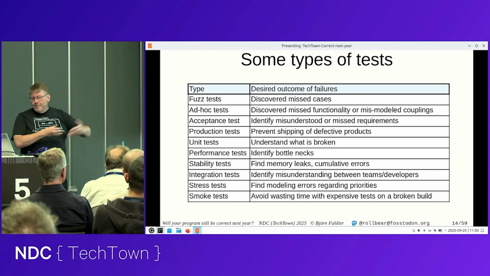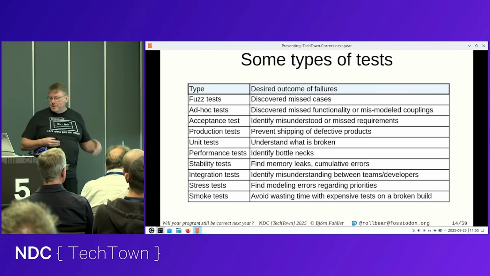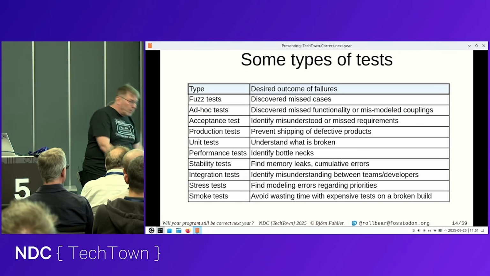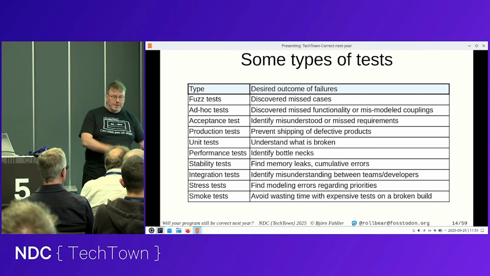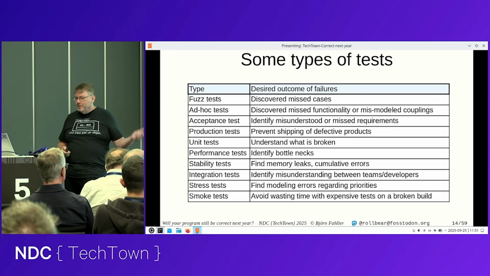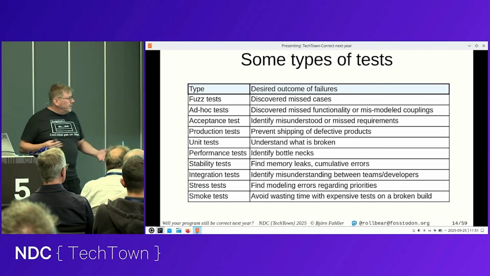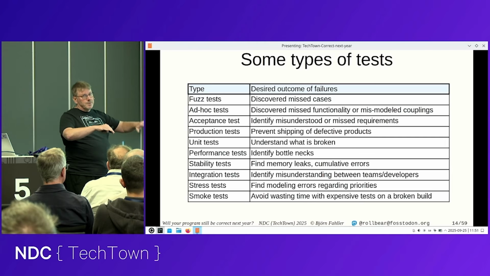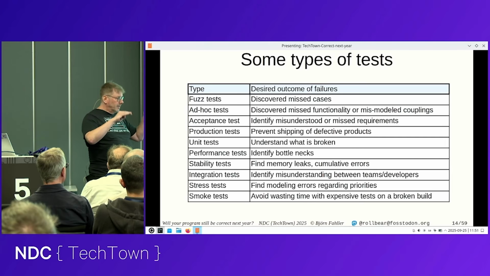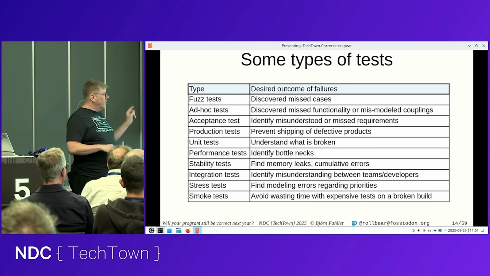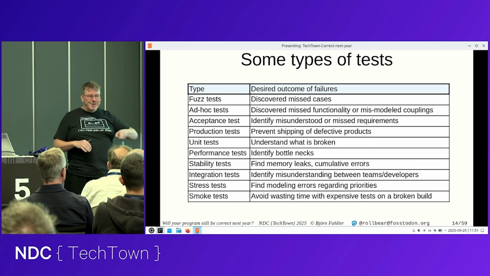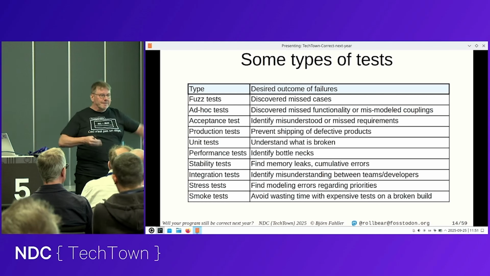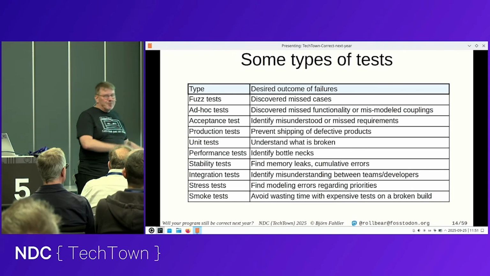Integration tests, identify these misunderstandings between teams and developers. Stress test, find modeling errors, seeing that you're not throwing away the right type of work. The system starts misbehaving if you give it too much to do. Smoke tests, we use them a lot. We have in the lab very, very long test suites that take many hours to run. So we have a smoke test as a pre-test to see that, yeah, it boots, we can do some basic stuff. It's not obviously totally broken, so we can go on.